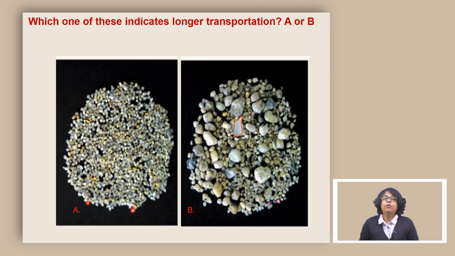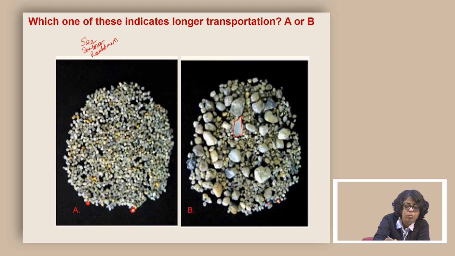So, there are a couple of points that we can understand. One is the size. The second one is sorting. The third one is roundness. The fourth one is sphericity. All of these are indicators of how long something has been transported.